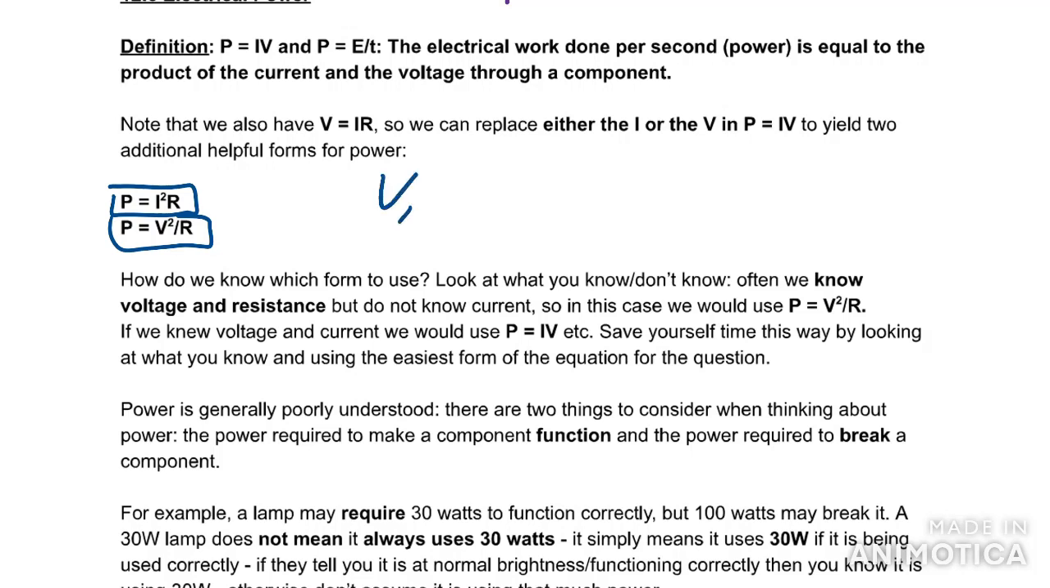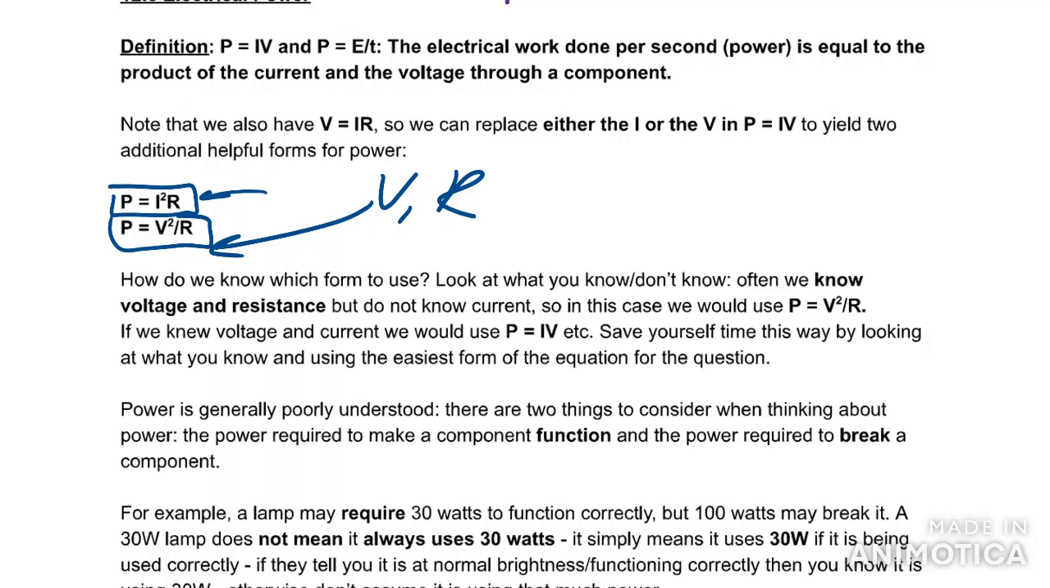And effectively, you want to use the one in the question based on what they have given you. If they have given you V and R, then just use this. There is no reason to work out current. And if they've given you I and R, then there's no reason to work out voltage. Just use this one. V squared over R tends to be the most commonly useful one, simply because you very often have the voltage and the resistance.